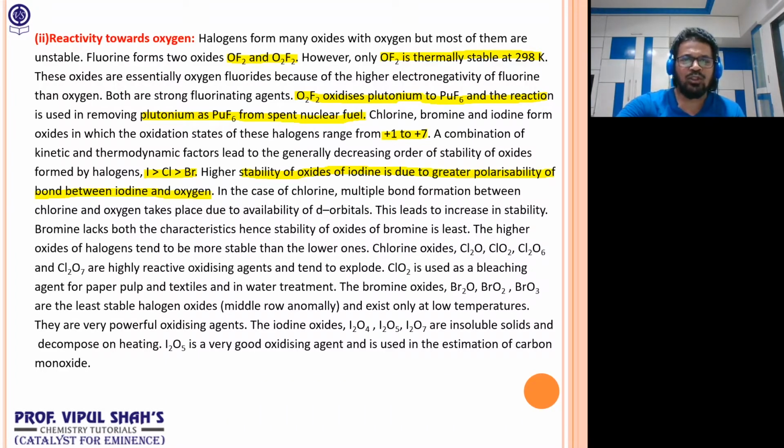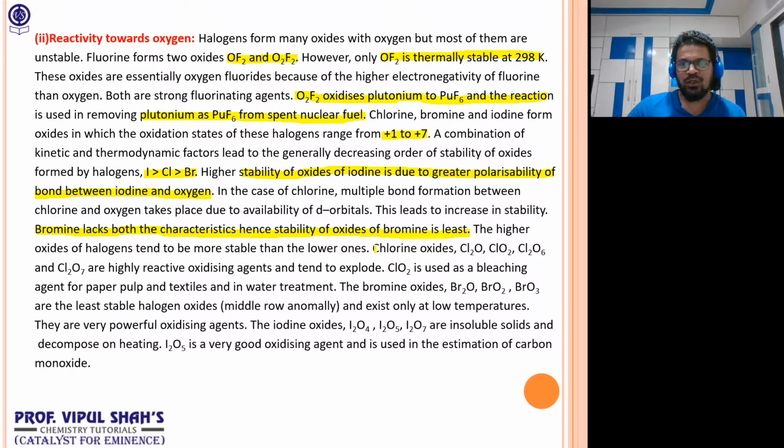Chlorine can form multiple bonds because of the vacant d orbitals, whereas it says bromine lacks both characteristics. Hence, the stability of oxides of bromine is least. Matlab, in bromine generally we will see +4 and +6. But what happens over there? Chlorine can form multiple bonds, bromine is not able to form multiple bonds. That's the reason, and plus polarizability is lesser because it's less electronegative. That's why the stability of bromine oxide is less, and mainly chlorine's oxides are more stable.